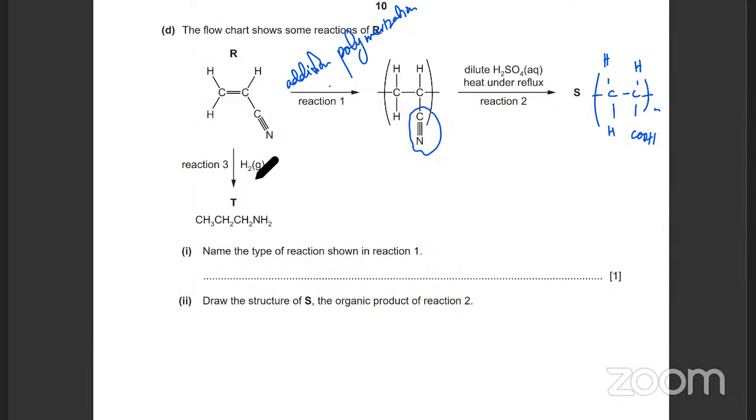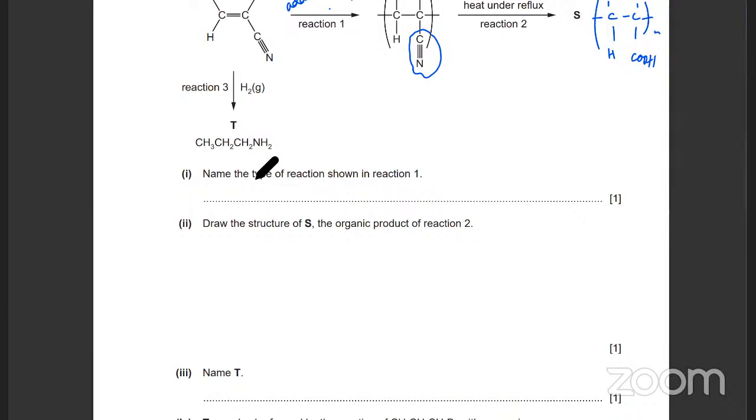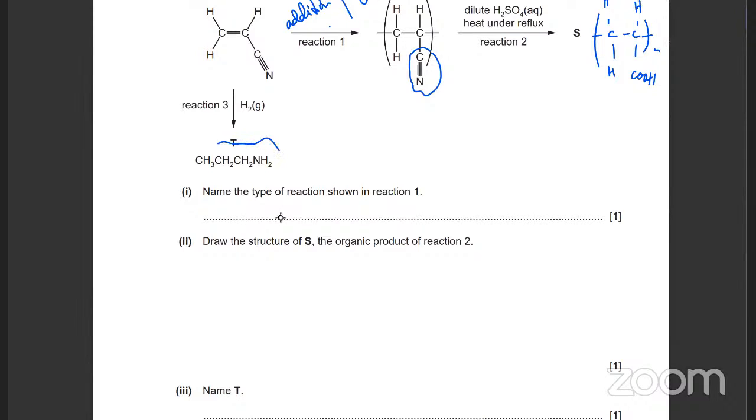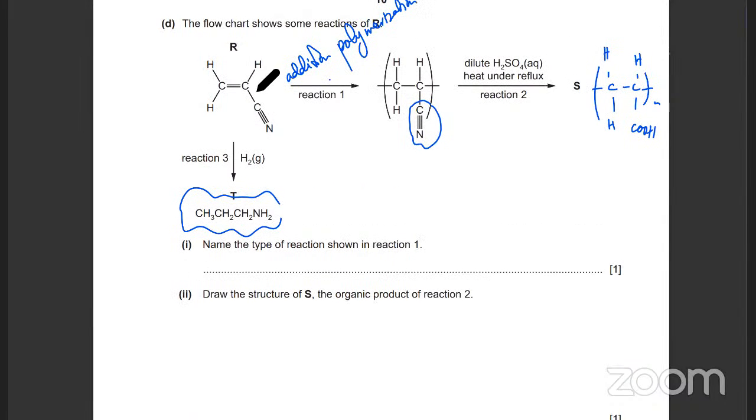Then you've got H2 that's reacting. So name T. What is T? How do you name this? Nitrile. Hey, that's not a nitrile. This one is a nitrile. Name this one also. What do you call this? The first one. Propane nitrile. Propene nitrile.